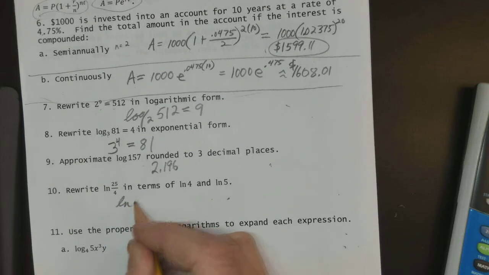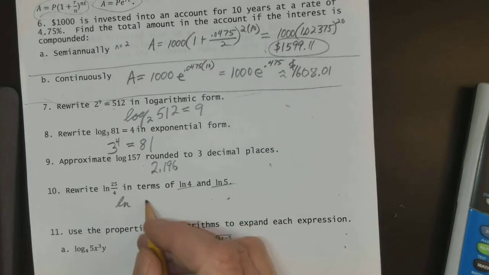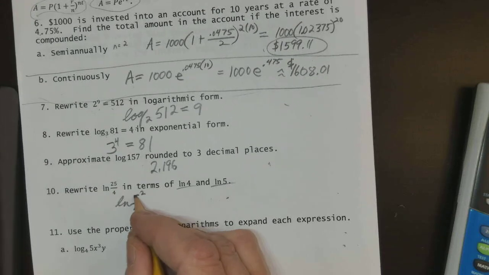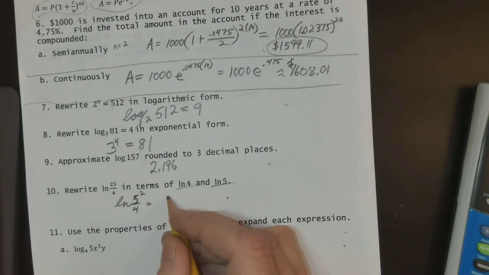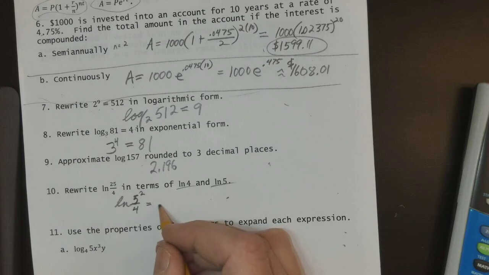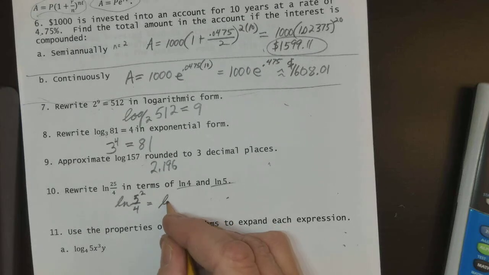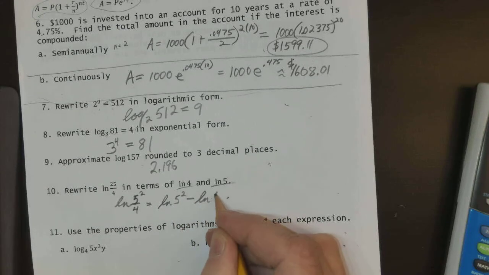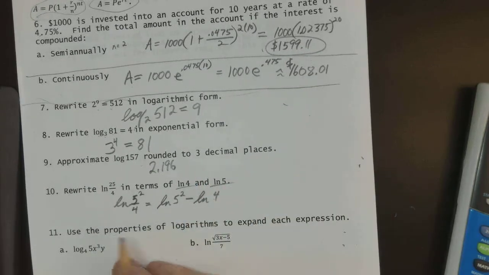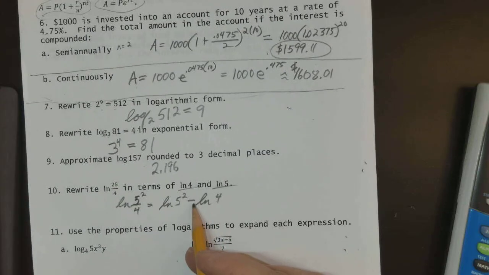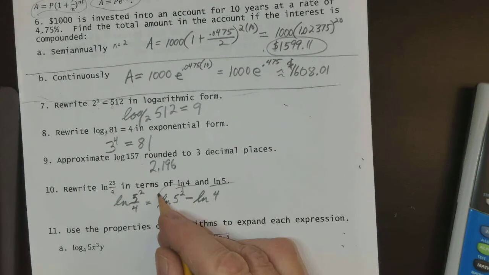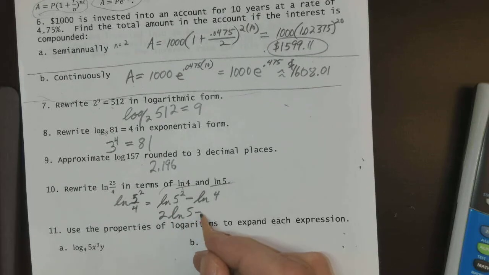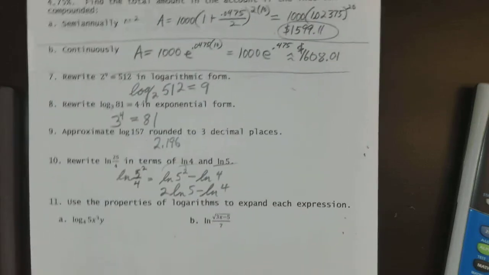Okay, this is the natural log in terms of natural log of 4 and natural log of 5. This is the natural log of 5 squared over 4, which is the natural log of 5 squared minus the natural log of 4. The quotient property there is by expanding, and then I'm going to use a power property and write 2 times the natural log of 5 minus the natural log of 4.